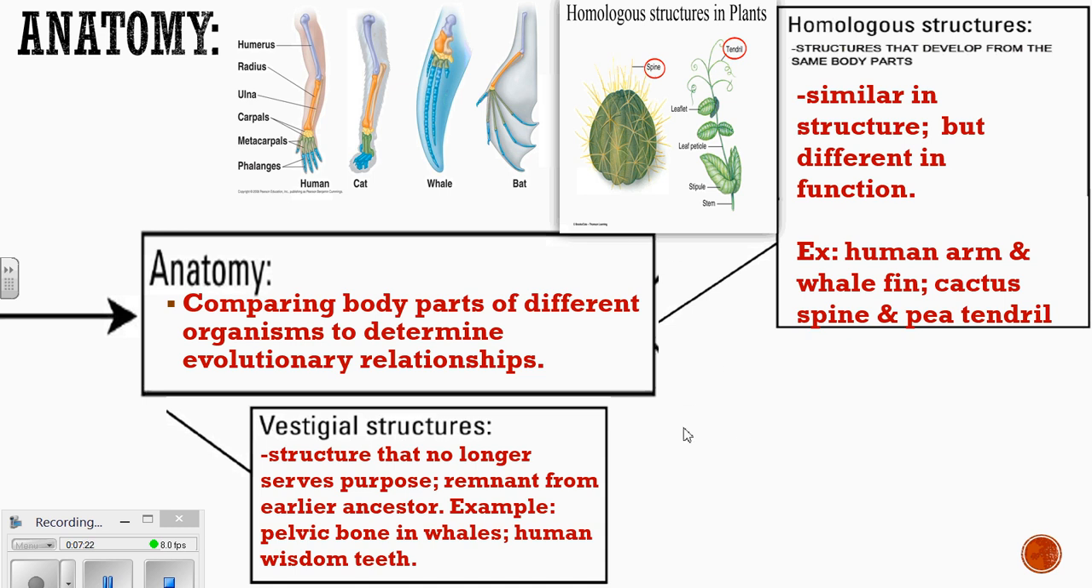All right, let's go down to vestigial structures. These are structures that no longer serve purposes, but they are remnants from earlier ancestors where they did serve a purpose. Example, in whales there's a pelvic bone, although whales don't have legs in their current form. And in humans there are wisdom teeth which no longer serve a purpose.